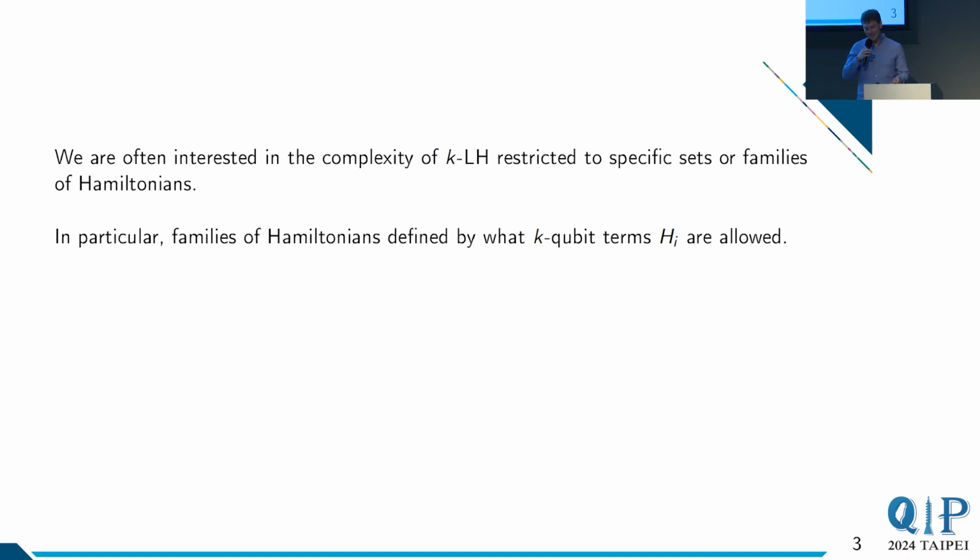And we have a good understanding. We know that KLH is QMA complete in general. But we're often more interested in a more refined classification, like when this problem is restricted to certain subsets of Hamiltonians. So in particular, say our subset of Hamiltonians is defined by the allowed k-local constraints. So instead of being allowed to apply any k-qubit matrix you want to any subset of qubits, say that you're only allowed to use particular k-qubit terms.